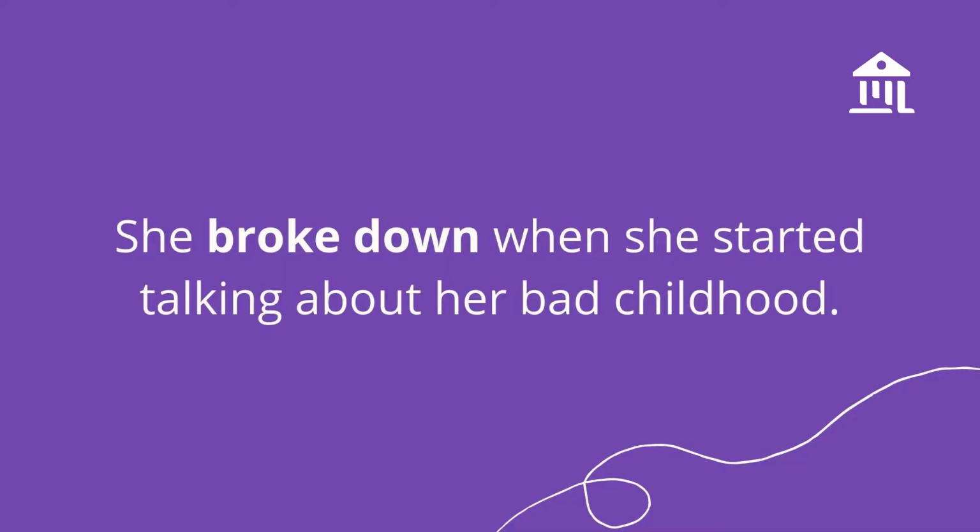Let's check the second meaning of break down, and it can be to become very upset or emotional. The example is, she broke down when she started talking about her bad childhood. There is a third meaning that is to become weak or collapse. This is often related to stress. His work was so stressful that he had a breakdown and had to take 6 months off.